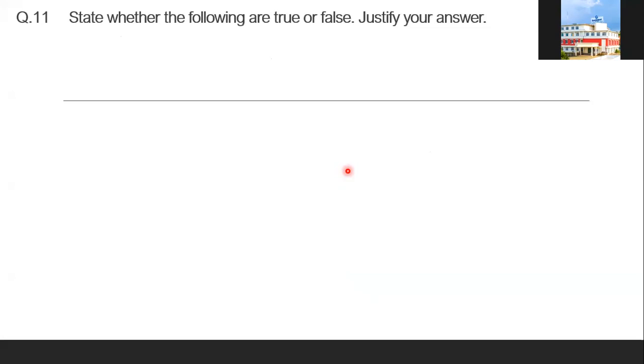Then I'll move on to the 11th one. State whether the following are true or false. Justify your answer. Don't think true or false questions will not be given in the exam. As you all know, now they are going to give a 21 mark question paper. In that, 10 are multiple choice, 5 are solving, and the remaining 5 are fill in the blanks. This is the pattern of the question paper. So they may ask this type of question for 1 mark, true or false or justification. Am I clear, children? So please concentrate on everything now.